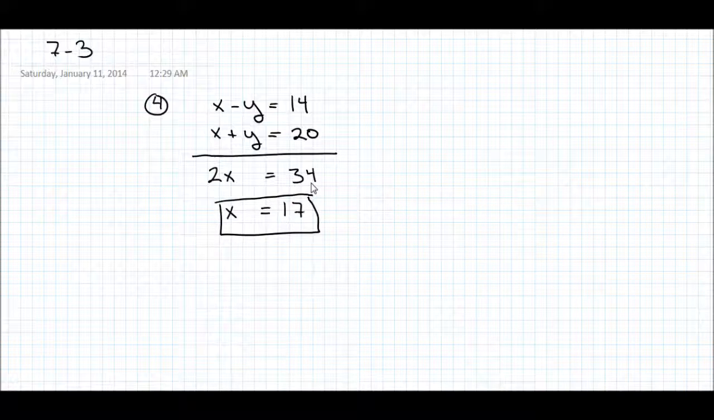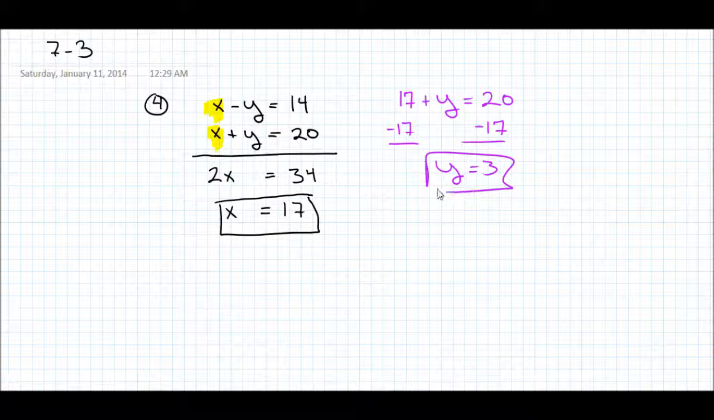Okay, so now we take x equals 17 and we can plug that in for any of our x values. I'm going to use the second equation because y is positive, so it says 17 instead of x plus y equals 20. So we'll subtract 17 on each side, so we get y equals 3. So our solution set for this one is x equals 17 and y equals 3, so 17 comma 3. And there's our solution set.